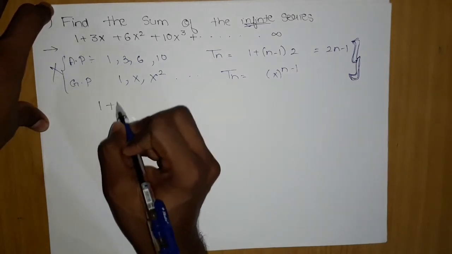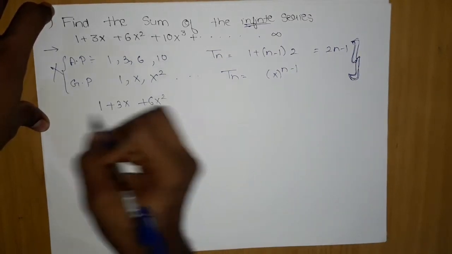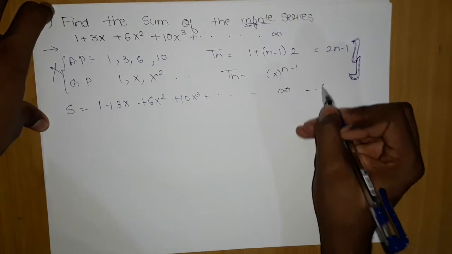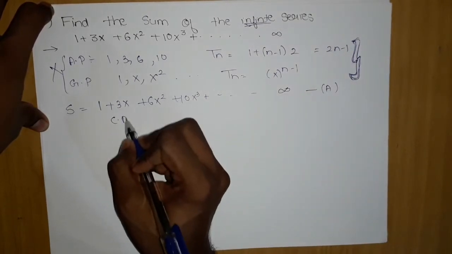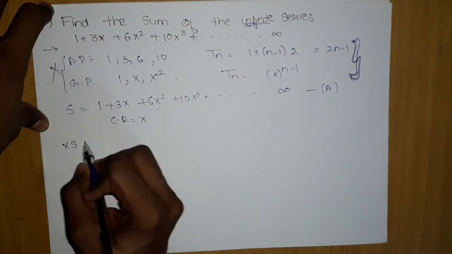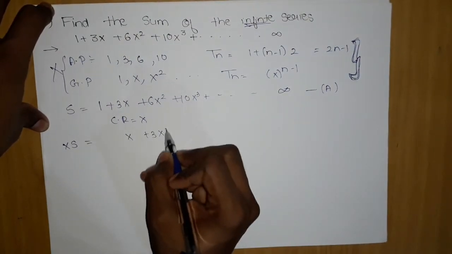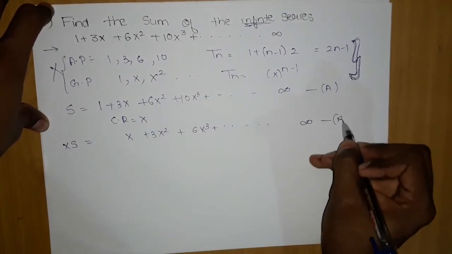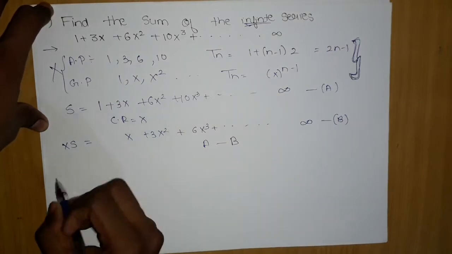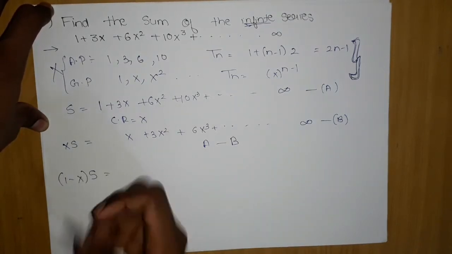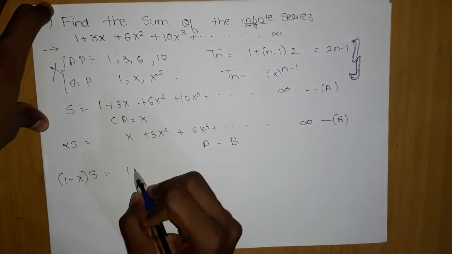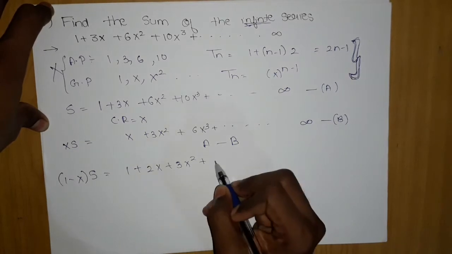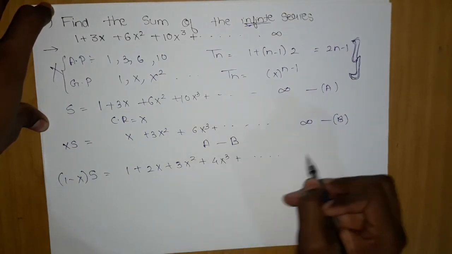Just write the problem: 1 plus 3x plus 6x square plus 10x cube till infinity, call it s. They are quite easy. You know the common ratio is x, so multiply it by x. What you get: x, 3x square, 6x cube, and so on till infinity. Call it b. Do an s minus b thing. What you get is (1 minus x) into s. Now this expression is very familiar to you: 1 plus 2x plus 3x square plus 4x cube, and so on till infinity.